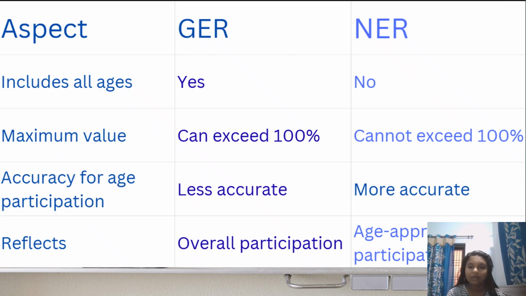Now we can do a simple comparison of NER data and GER data. The GER data includes all ages, but NER data includes only the official age. GER data can exceed 100%, but NER cannot exceed 100%. GER data is less accurate, but NER data is more accurate. GER data reflects overall participation. NER data reflects age appropriate participation. So it's very important to compare GER data and NER data.